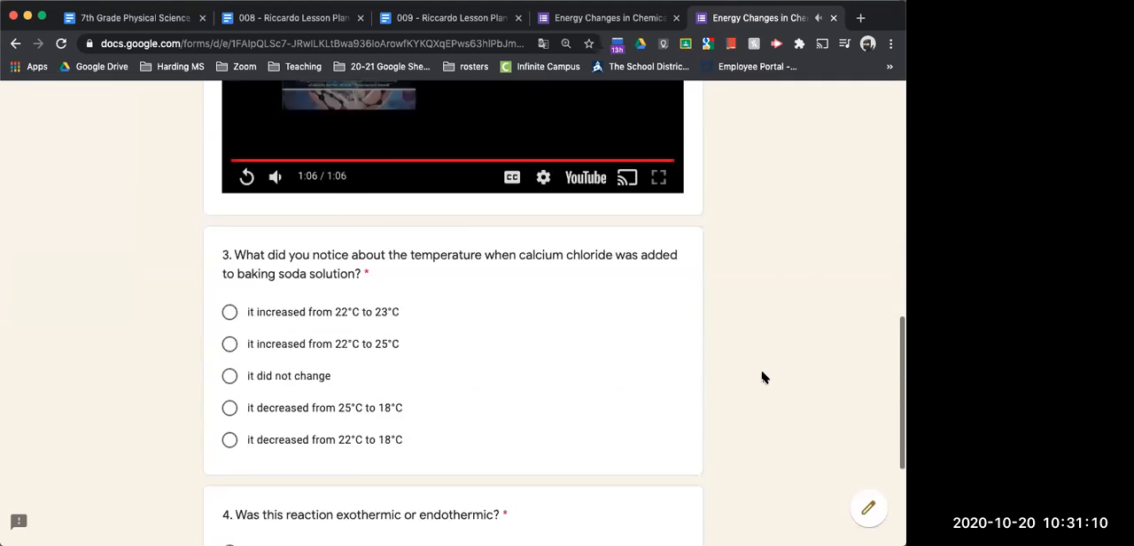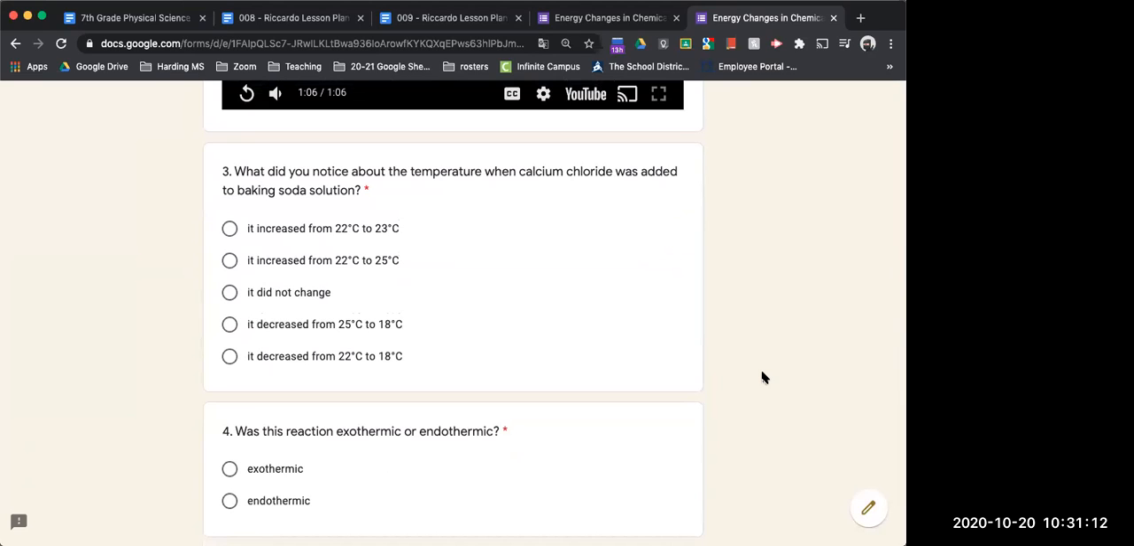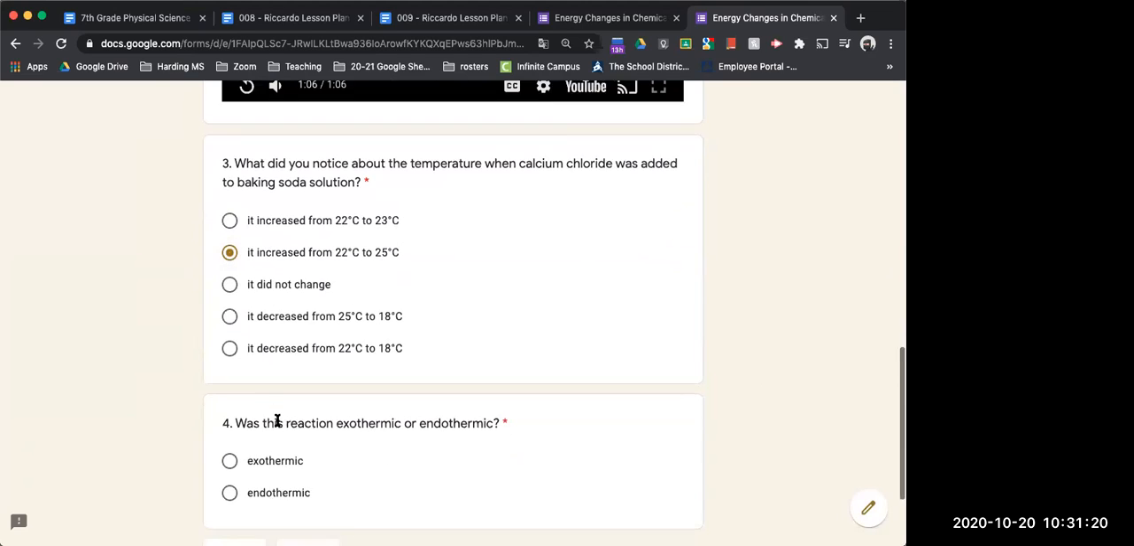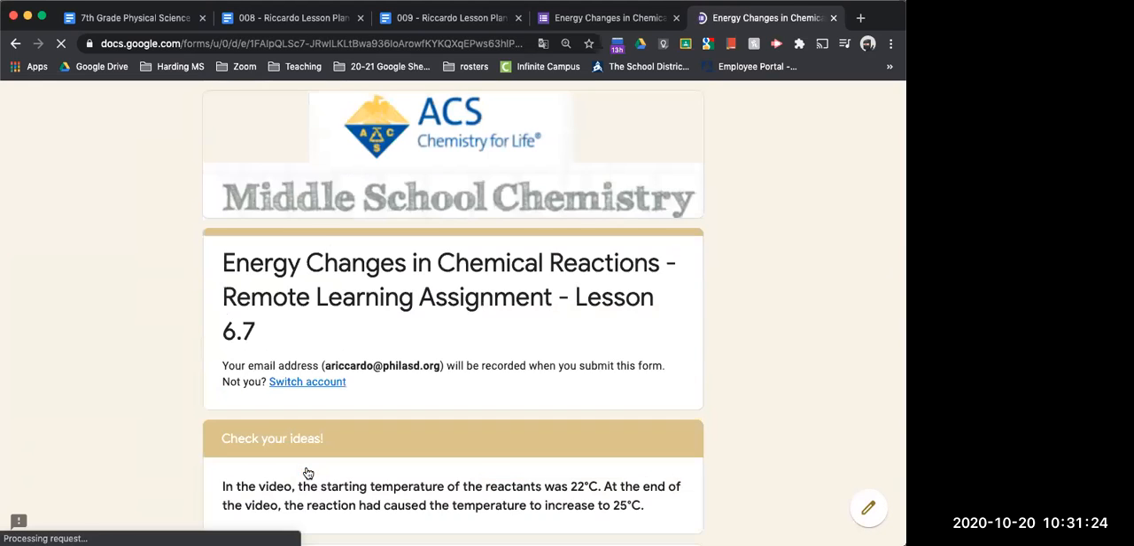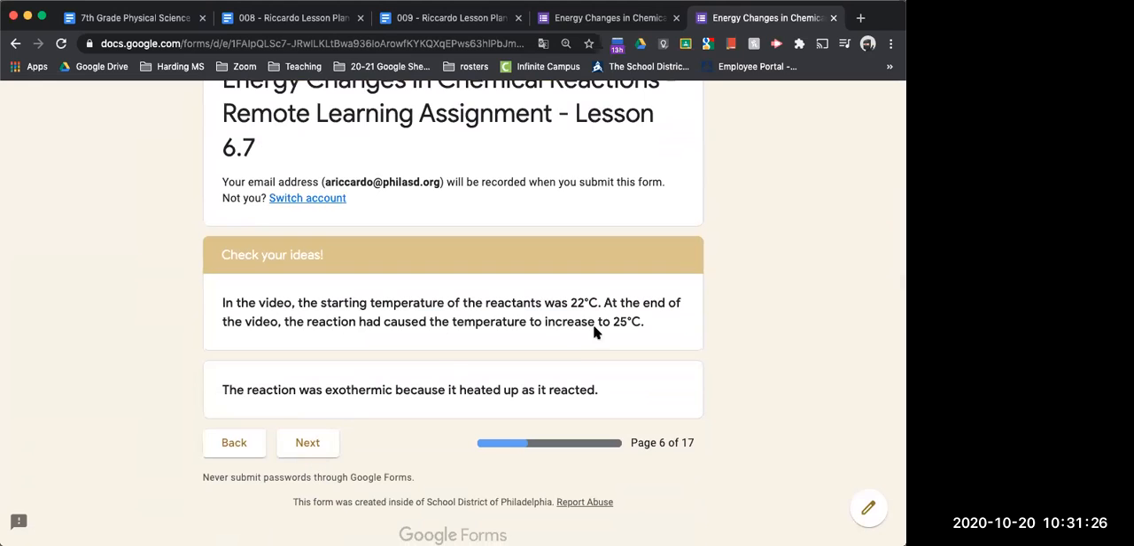All right. Cool. So what did you notice about the temperature when calcium chloride was added to baking soda solution? It increased from 22 to 25, and this is considered exothermic because it gave off heat. Right. So that was 22 to 25 and exothermic, rocking and rolling.